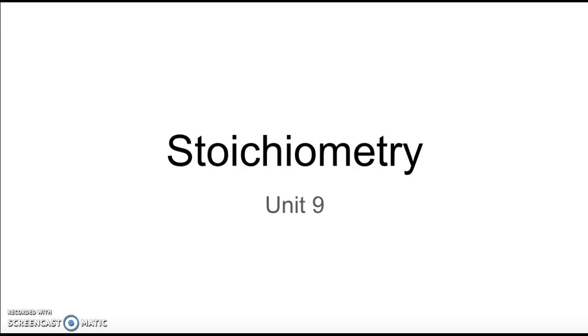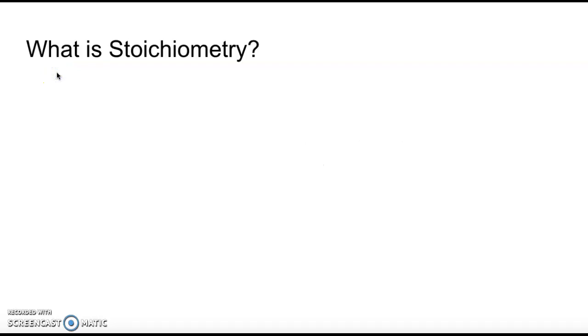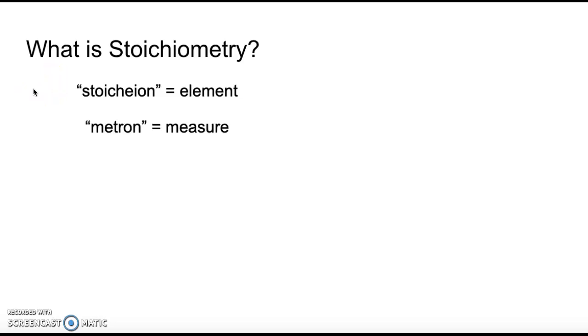Hi everyone. Today we're going to start our last unit of the year, which is on stoichiometry. This is a pretty weird word, so let's talk about what it means. It comes from two Greek root words. The first is stoichion, which means element, and the second is metron, which means measure. So in this unit, we're going to talk about how to measure elements, and particularly how to measure the amounts of elements in a chemical reaction.